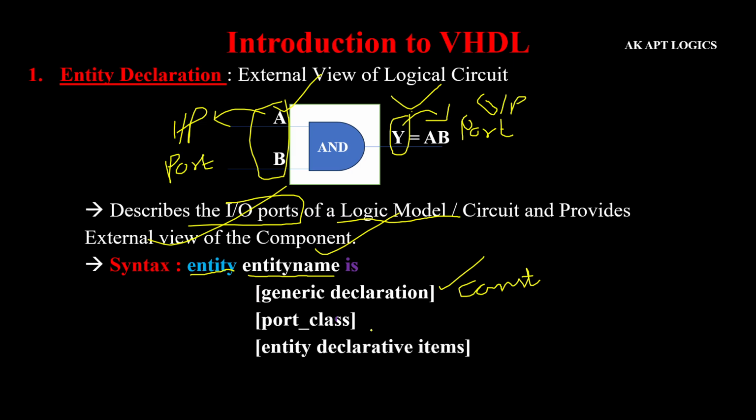Next, entity declarative items. This will be discussed when it arrives, so don't forget. Then end is a keyword, followed by the entity name, and then a semicolon. You must write a semicolon here. In Verilog we shouldn't write a semicolon after endmodule, but in VHDL we must write a semicolon after end and the entity name. Don't forget it. The entity name is user defined, while end and entity are keywords.